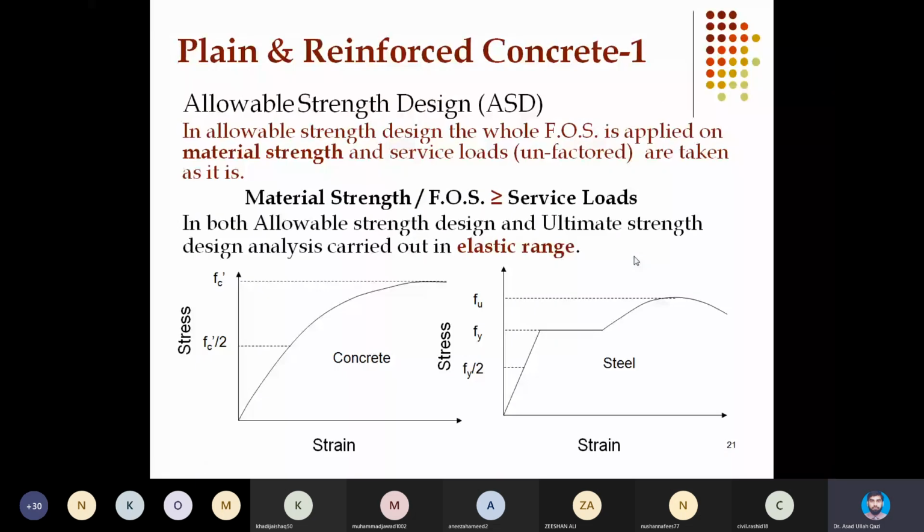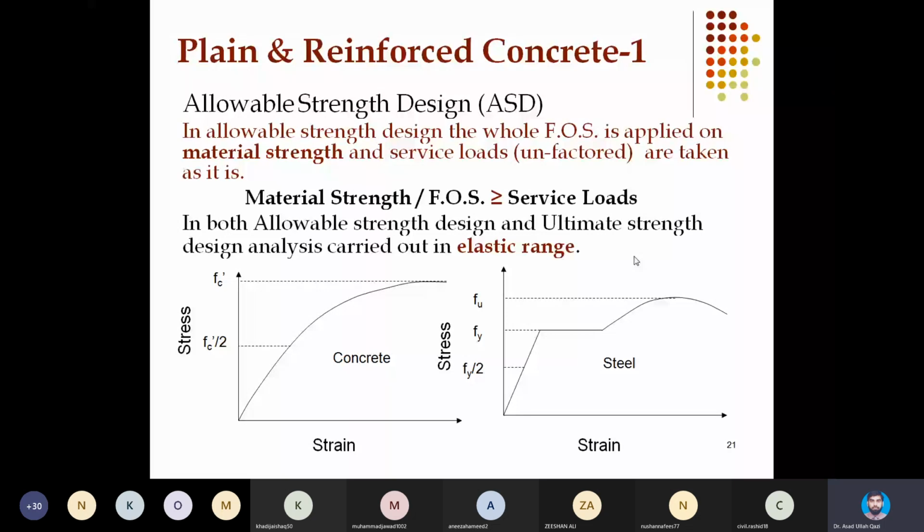Now, on this slide, very briefly, we want to compare allowable stress design with the ultimate strength design. Dr. Safir will talk in detail about the ASD, but very briefly on this slide, we can very easily judge that in ASD versus USD, where will be the difference?